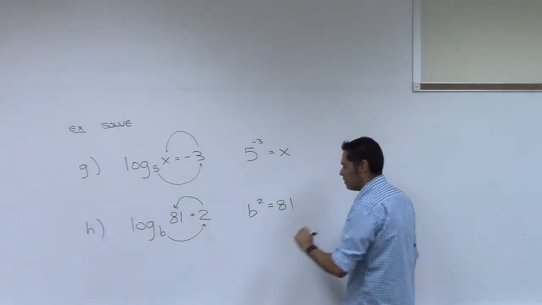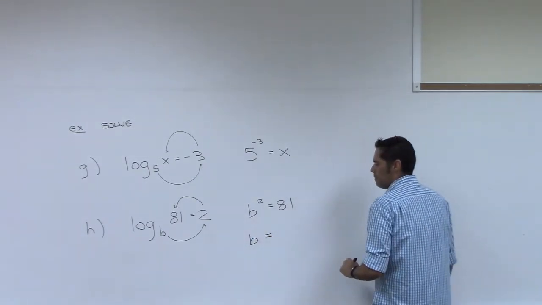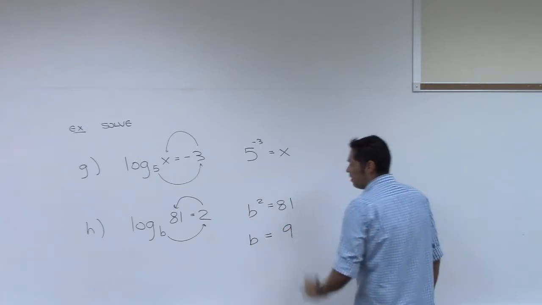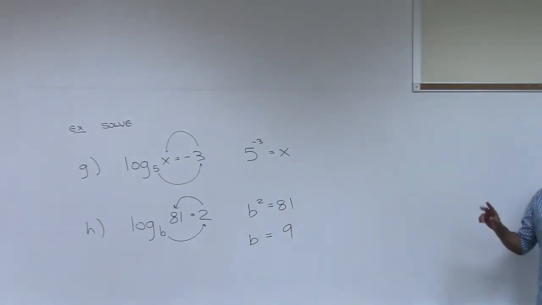I heard that, whoever said that. I did hear that. I just wanted to get to it. So what is the square root of 81? 9. Now, we're supposed to have plus or minus when we take a square root, right?